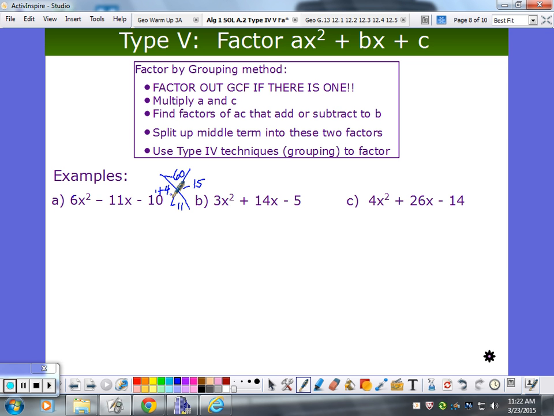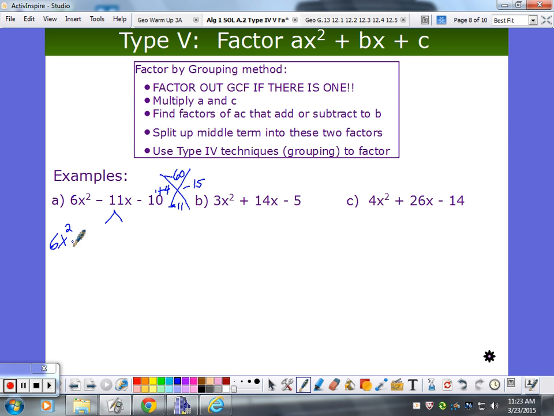So first of all, here's what he did. In his head, he went through 1 and 60, 2 and 30, 3 and 20, 4 and 15. He didn't have to go to 5 and 12 because the 4 and the 15 worked. And then he said, this is negative, the bigger number will be negative. And then he checked it. He multiplied up, he added down. What do you do with that? That's how we split up the middle term.